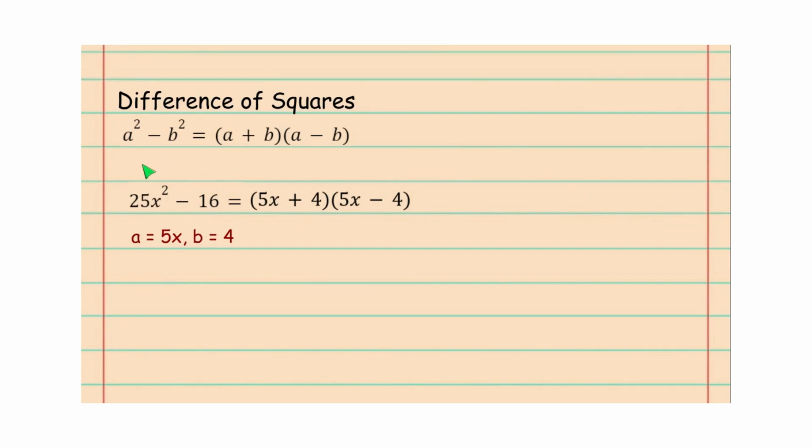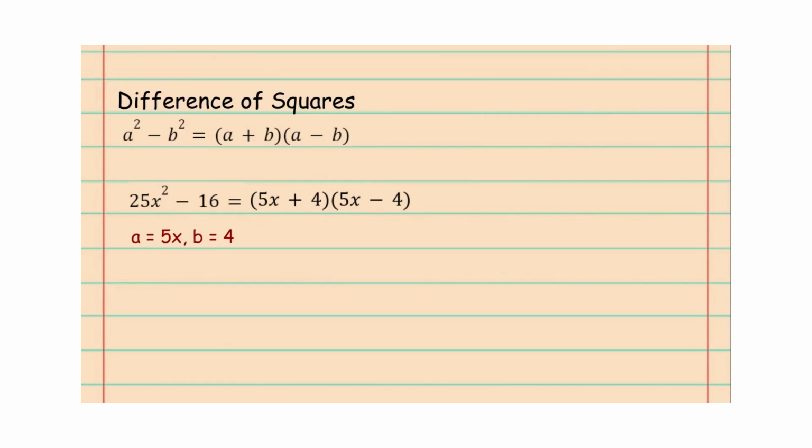My first term is 25x squared. That's my a squared. Square rooting that would get me my value for a, which is 5x. 16 is b squared. Therefore, my value for b would be 4. Then it's just substitution. A plus b is 5x plus 4. The square root of my first term and the square root of my second term. The second factor, a minus b, is exactly the same, except it's a minus sign rather than a plus.